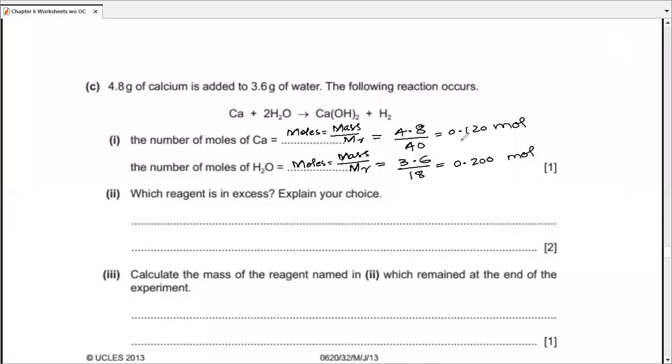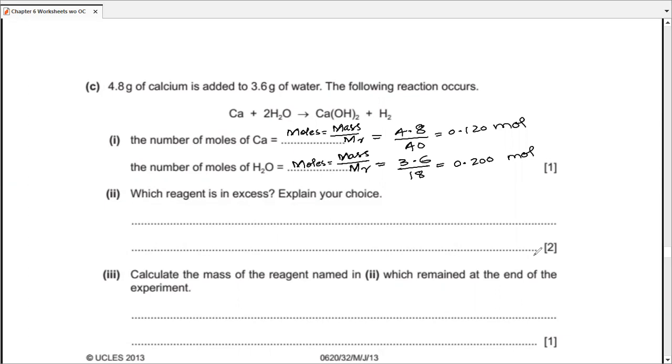There, the number of moles of calcium and the number of moles of water. Now, can you identify the reagent which is in excess and then explain your choice? Since he asks you to identify the reagent in excess and explain your choice, you need to name or formulate the reagent that is in excess and use the rest of the two lines to explain why you have chosen this reagent to be in excess. And not just that, part C says calculate the mass of the reagent named in 2, which definitely is the excess reagent, remaining at the end of the experiment.